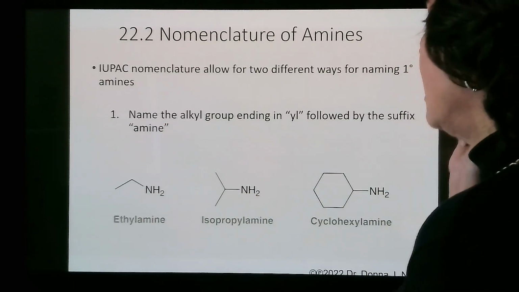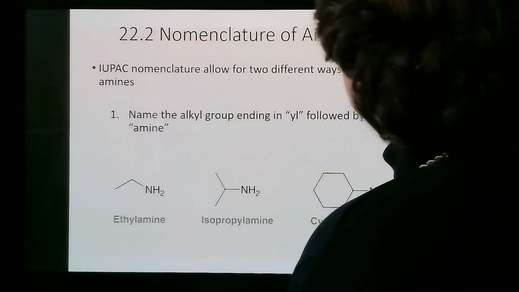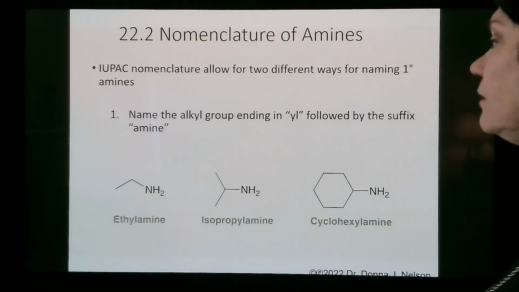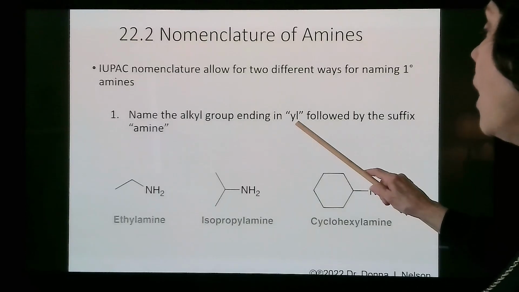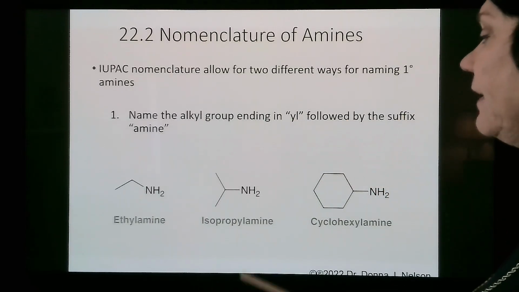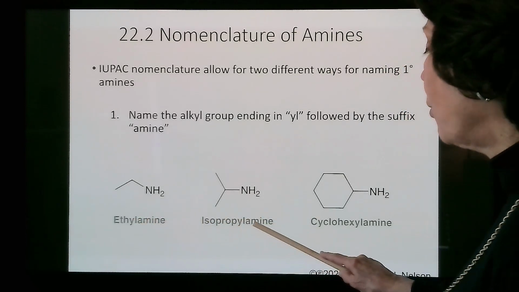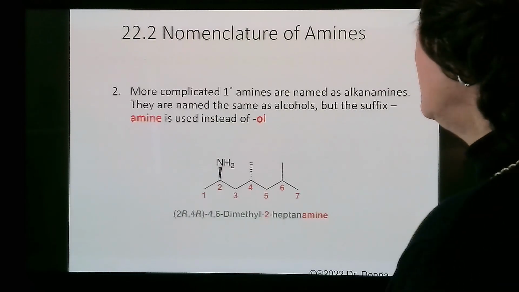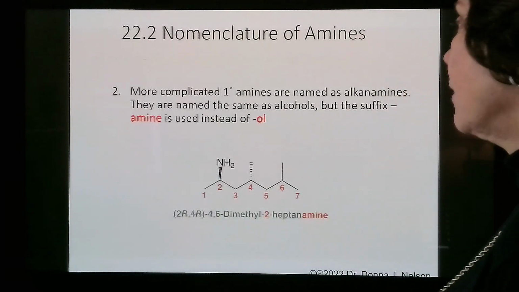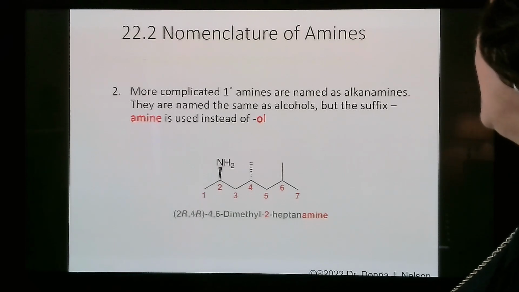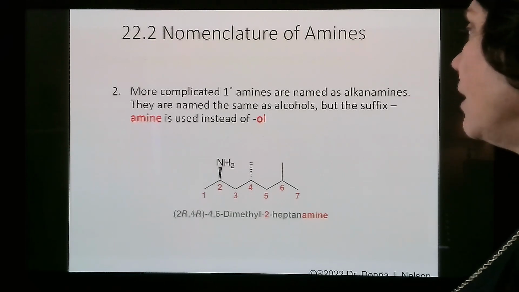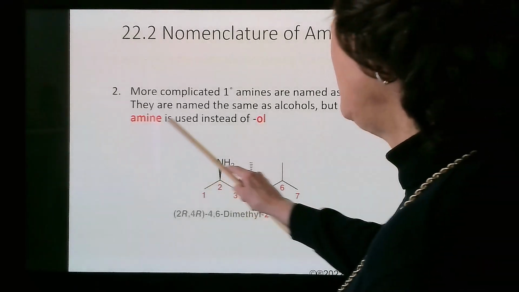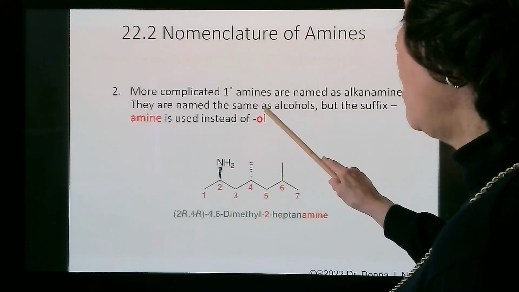Now, the nomenclature of amines, the IUPAC nomenclature, allows for two different ways for naming primary amines. You can name the alkyl group ending in YL, followed by the suffix amine: ethylamine, isopropylamine, cyclohexylamine. More complicated primary amines are named as alkanamines. They are named in the same way as alcohols, but the suffix amine is used instead of OL.